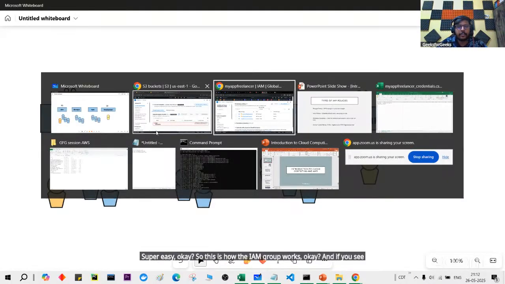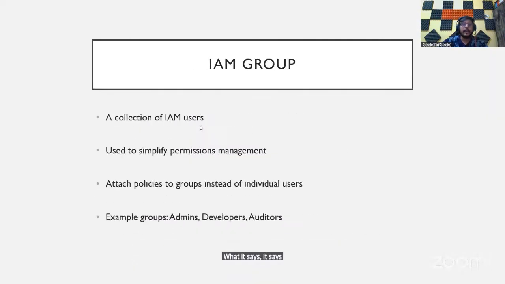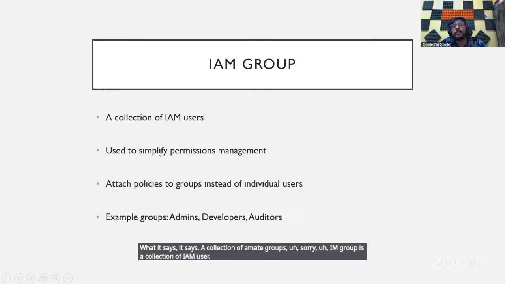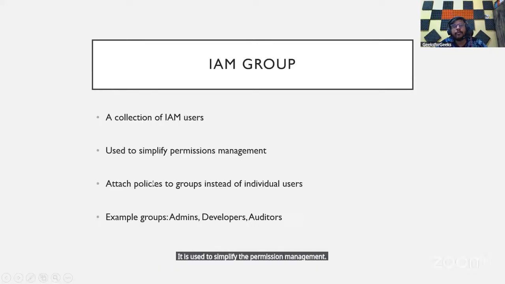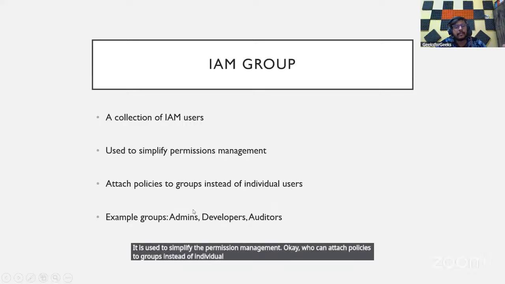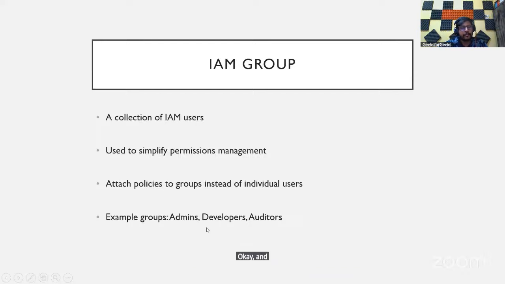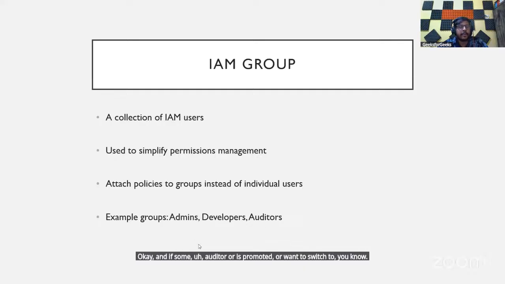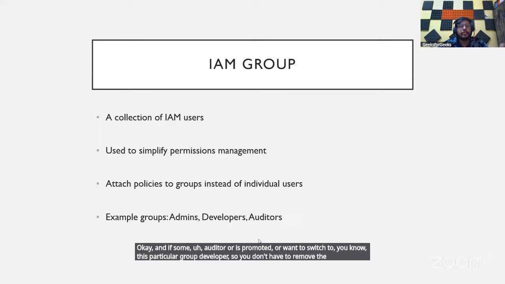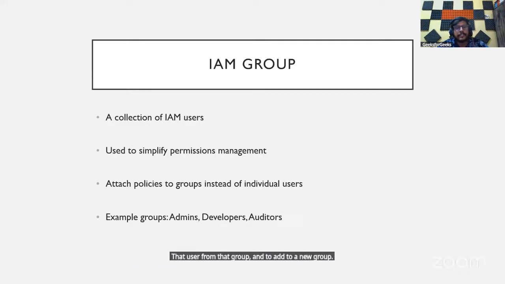And if you see the definition, an IAM group is a collection of IAM users. It is used to simplify permission management. You can attach policies to groups instead of individual users, and in this way you can have different groups: admin, developers, auditors, whatever. And if some auditor is promoted or wants to switch to the developer group, you don't have to remove the permissions associated with auditors and then add the permissions associated with developers. That can be done automatically with AWS. You just have to remove that user from that group and add them to a new group. This is how an IAM group works.